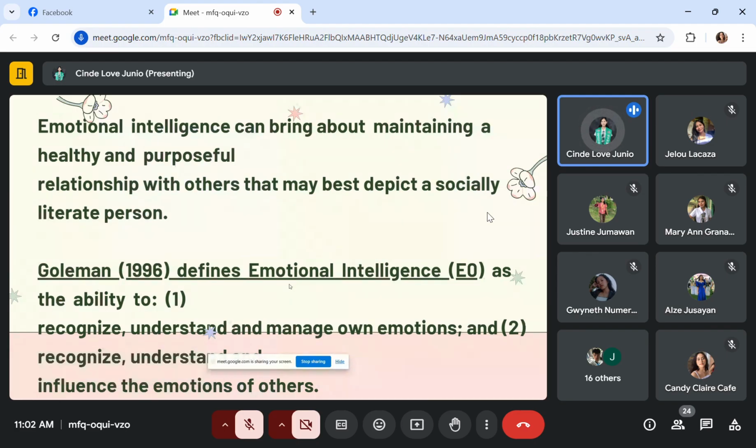So according to Goleman 1996, emotional intelligence or EQ is the ability to recognize, understand, and manage emotions. So it means you know how you feel and handle your emotions well, and recognize, understand, and influence the emotions of others. You are recognizing and influencing others' emotions. So you are noticing how others feel and responding appropriately.